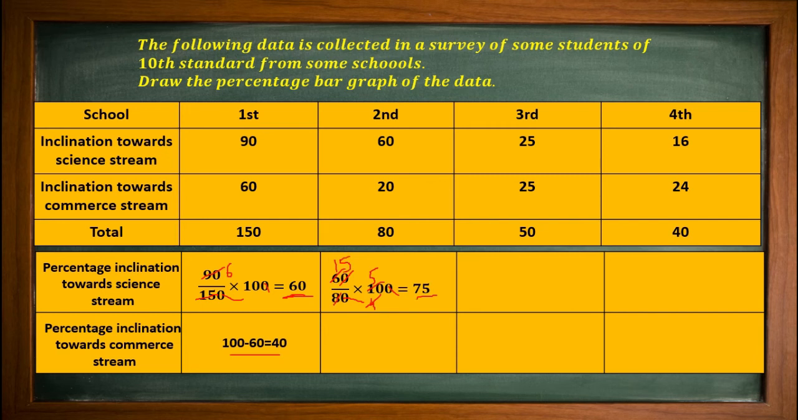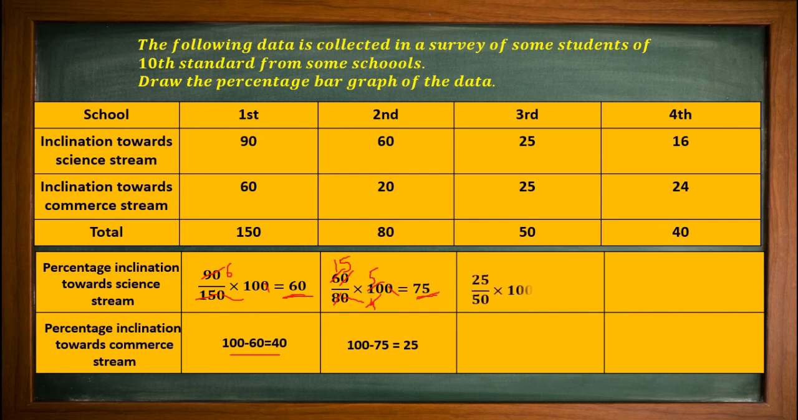So 15 fives are 75 here. So like this we can get the percentage here easily. Now the percentage inclination towards commerce is 100 minus 75. The result would be 25.